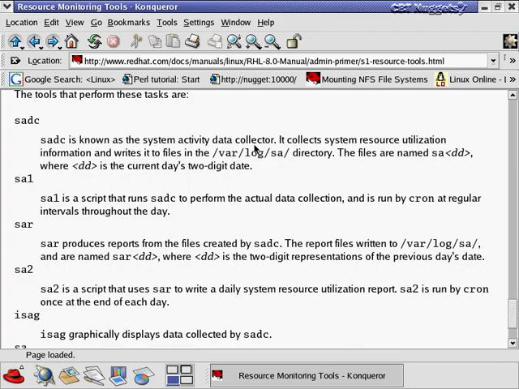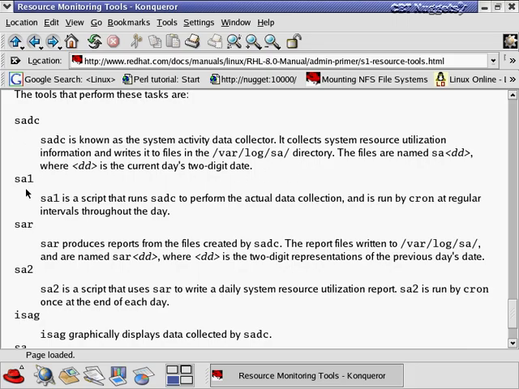SADC is known as the System Activity Data Collector. It collects resource utilization information and writes it to files in /var/log/sa. Those files are named saDD, where DD is the date of the month. So if it's the 3rd of the month, it would be sa03, for instance. The logs just recycle naturally, so you only have a maximum of about 31 logs for this particular program.